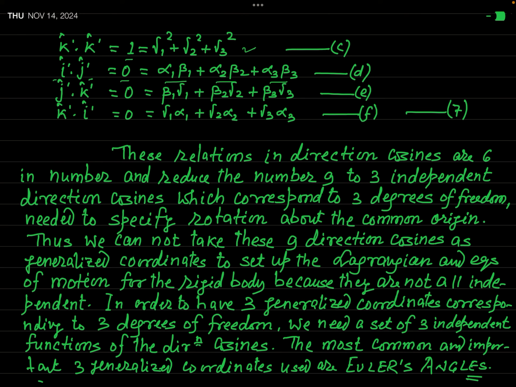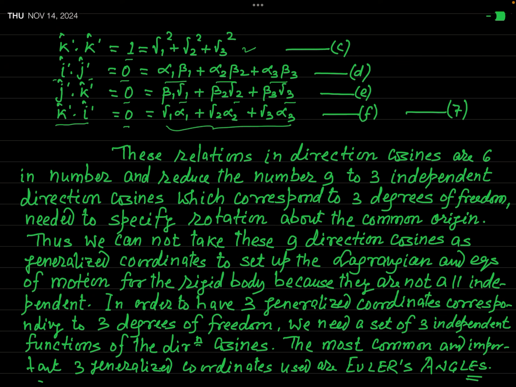Similarly, j dashed dot k dashed is also equal to 0, and that will be equal to beta 1 gamma 1 plus beta 2 gamma 2 plus beta 3 gamma 3. You can check. And k dashed dot i dashed is also 0, and that will be equal to this much. So you can see there are actually not 9 but 6 relations, A to F.